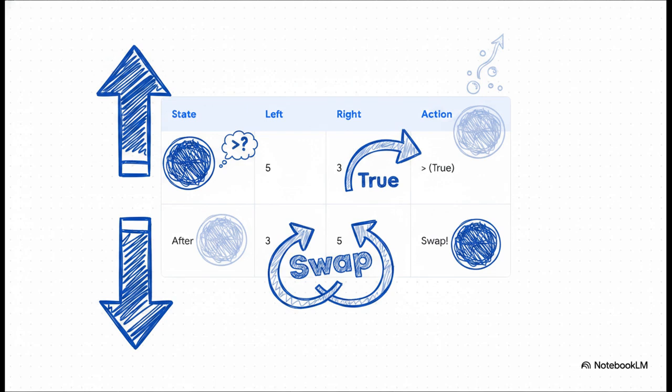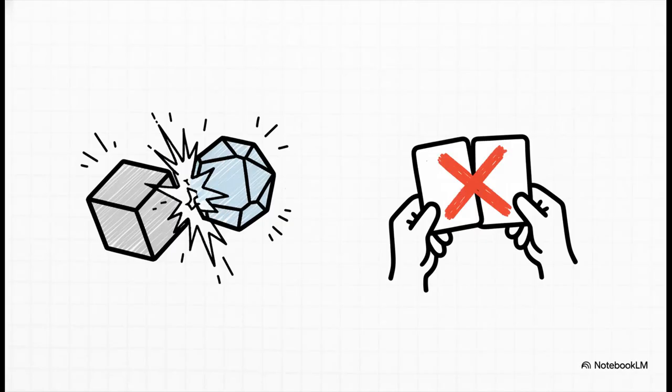The heavier number is officially beginning its journey, bubbling its way to the end. Step 2. The swapping process. So how exactly does a computer swap two values without causing a massive data disaster? Let's check out the exact syntax.